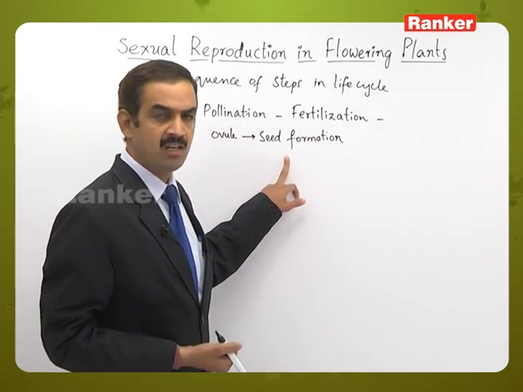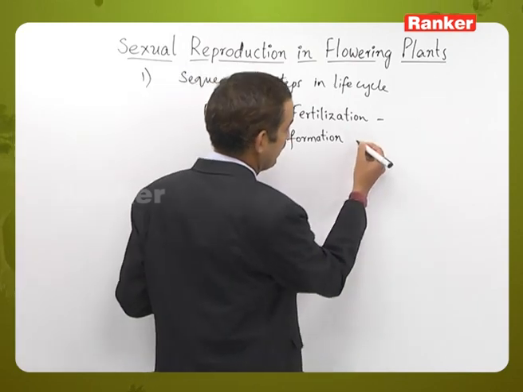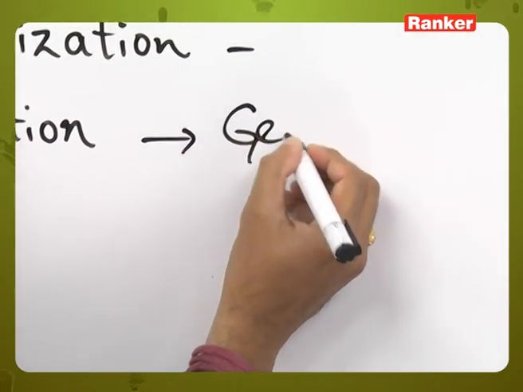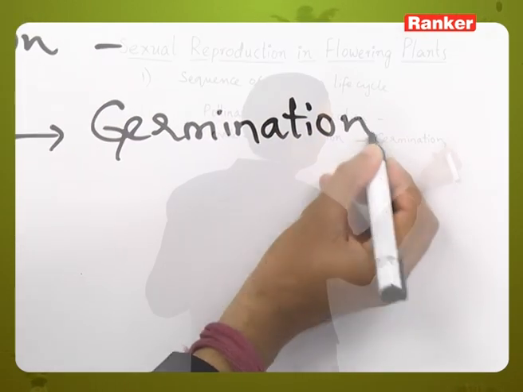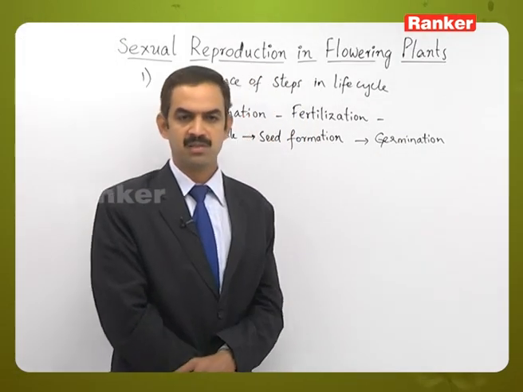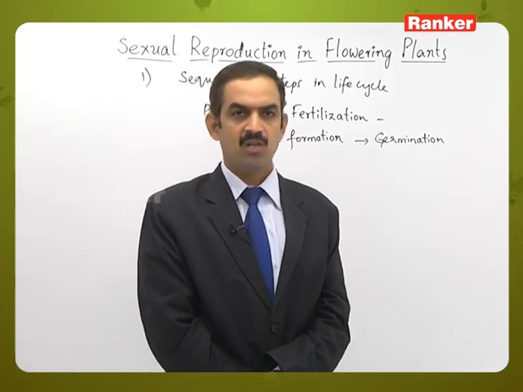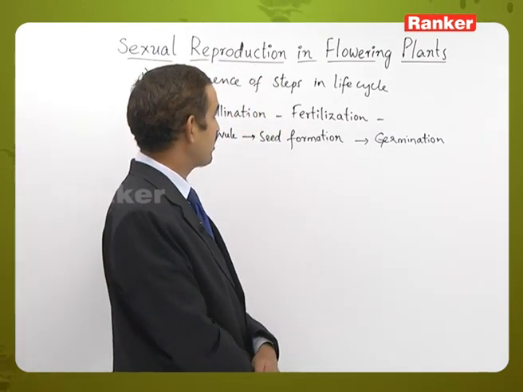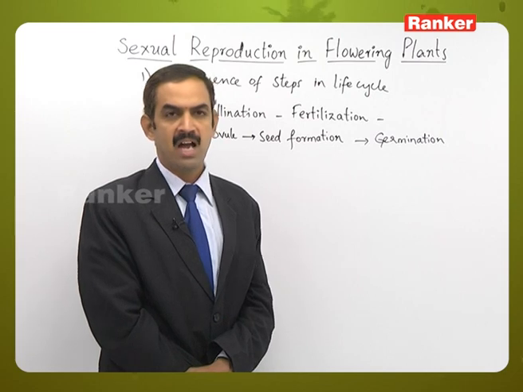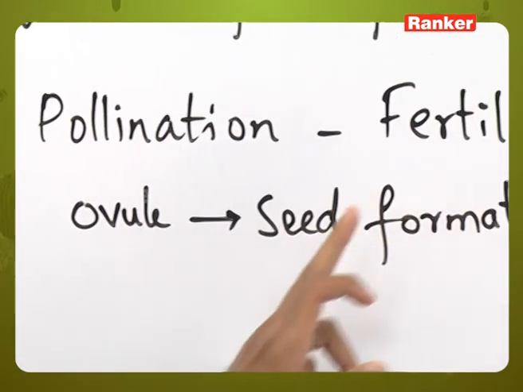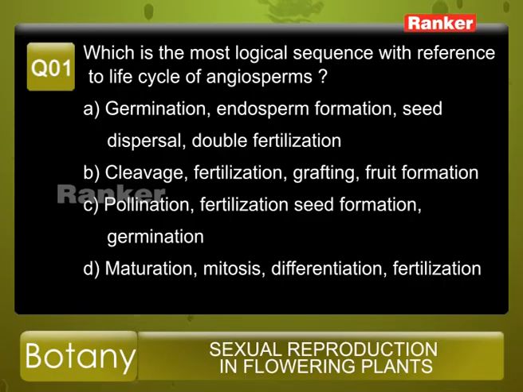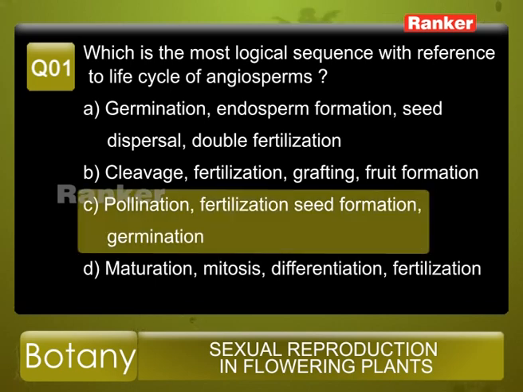Then when the seed is formed and it gets germinated, it will give rise to the next generation of the plants. So these are the logical sequence of steps which are taking place in the life cycle of an angiospermic plant. First one, the pollination, fertilization, seed formation and the germination. So from the given options, option C is the correct answer.